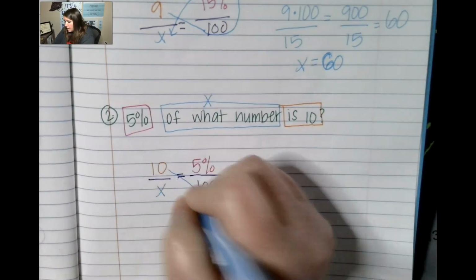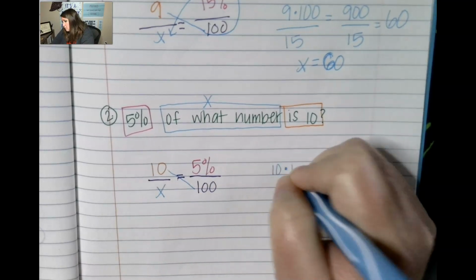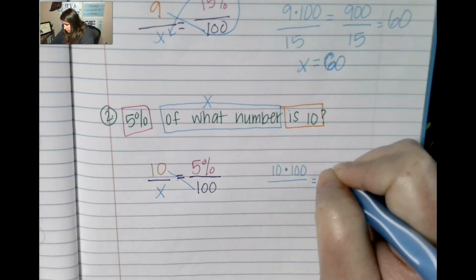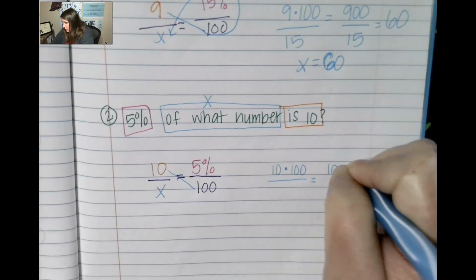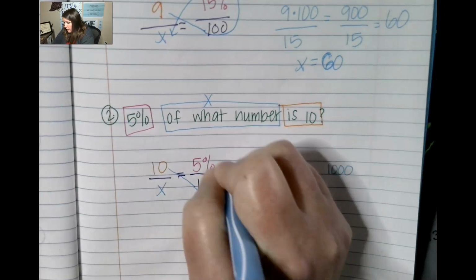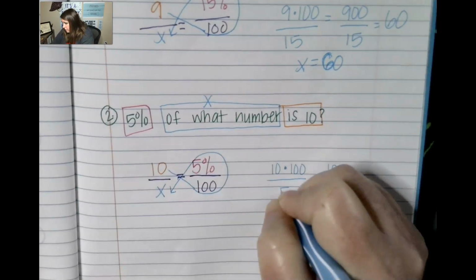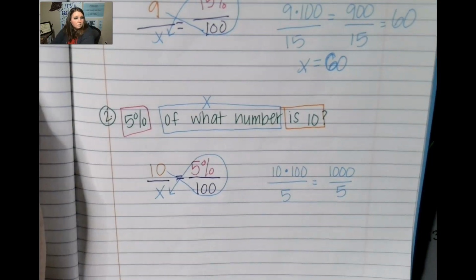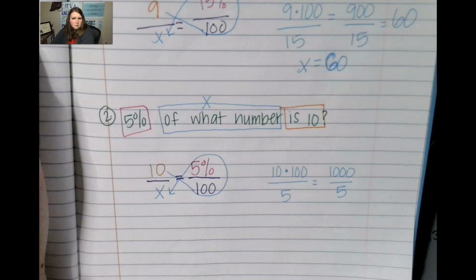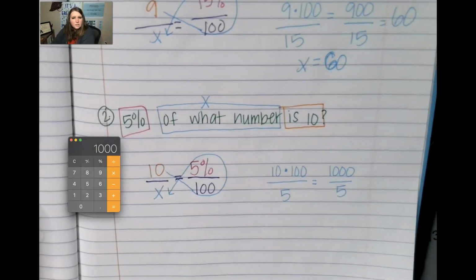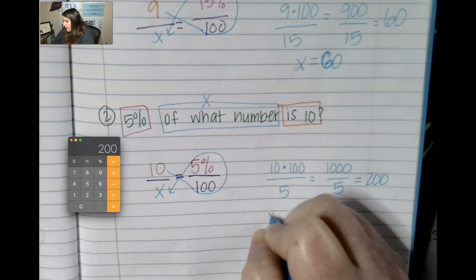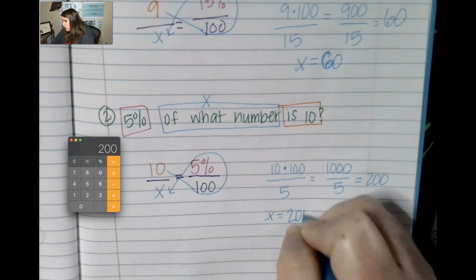Or you can multiply 10 times 100. That is 1,000. Divided by the leftover 5. All right, so we get 1,000. Oh, my calculator's not there. 1,000 divided by 5 equals 200. So x equals 200.